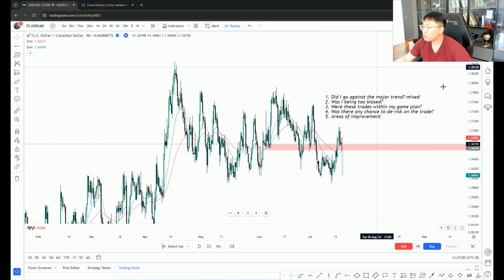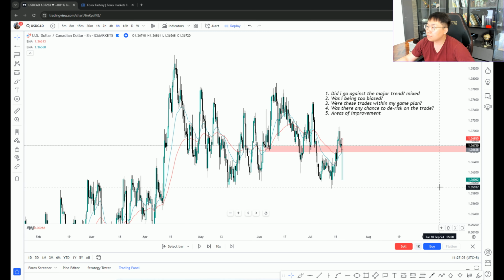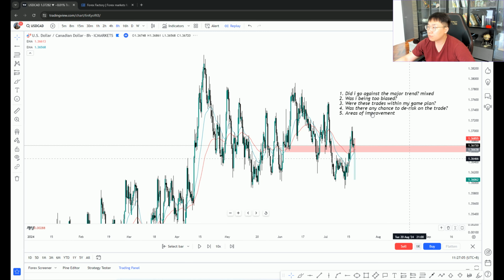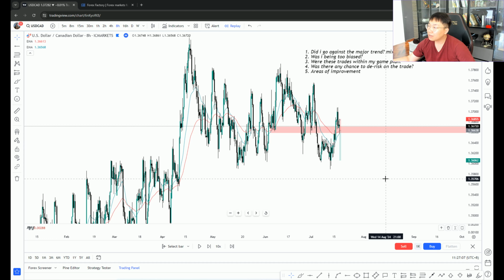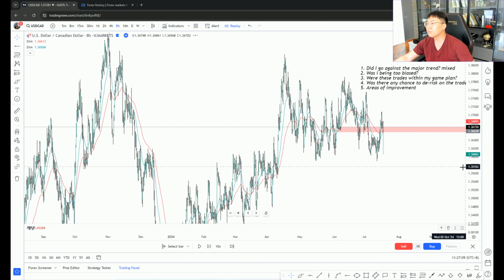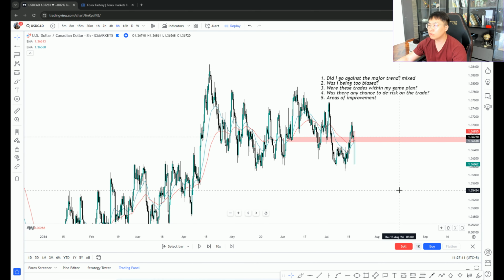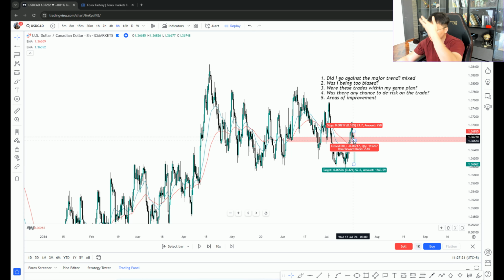So let's talk about dollar CAD. I was essentially looking to short dollar CAD as well. One of the main reasons, again, was because I know that market was potentially in a long-term rollover. We talked about this for a very long time, and in fact we waited for this specific entry for a very long time.